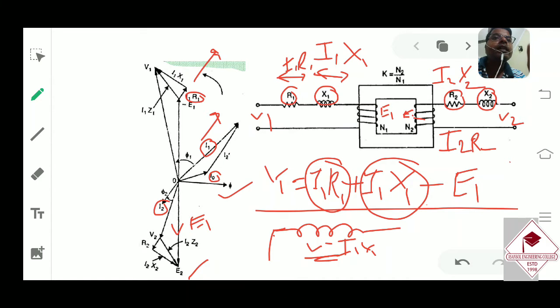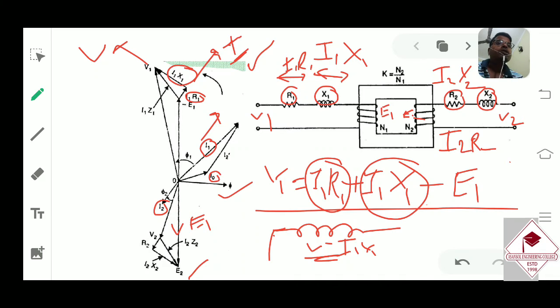So see, that is why this I1 x1 has been drawn just perpendicular to this one, because the direction of current is this one. So the voltage should be in this direction. So this is the voltage and this one is the current, so that you can see that this I is actually lagging behind by 90 degrees. That is why this I1 x1 has been drawn in this manner, okay, fine.